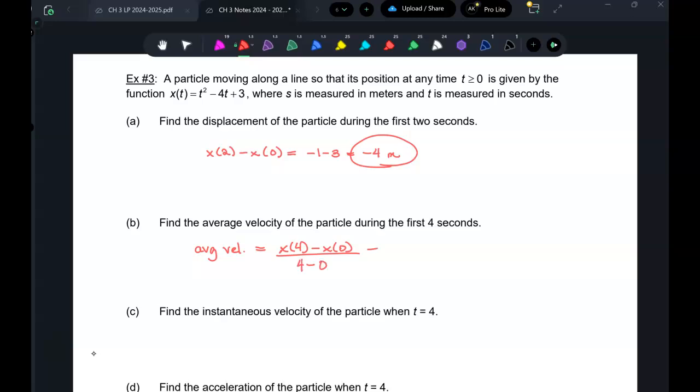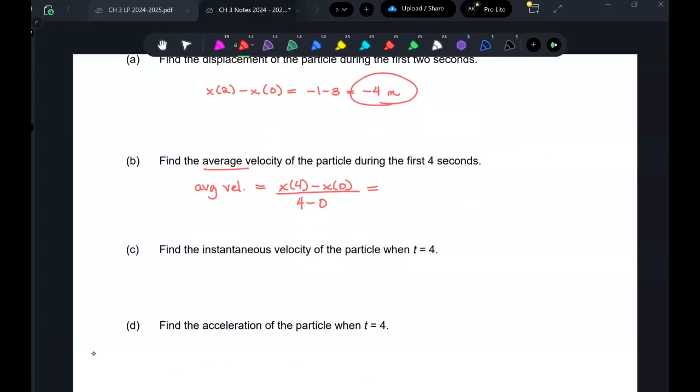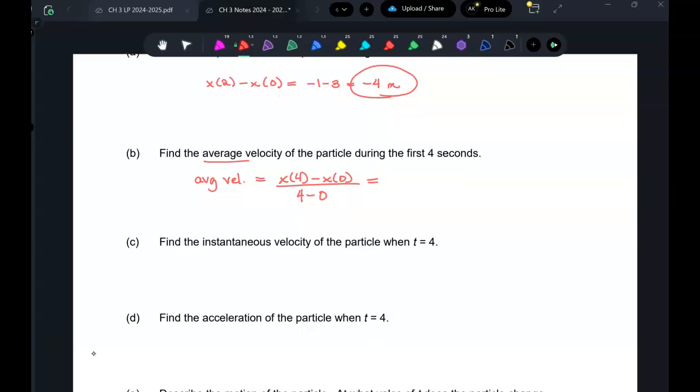Isn't it x prime? No, because it's average velocity. But isn't the equation of position? Oh, that's for average velocity. The next one is the derivative. Wait, so you can get the average velocity if we're still using the speed equation or the position equation? Well, we're just finishing up.